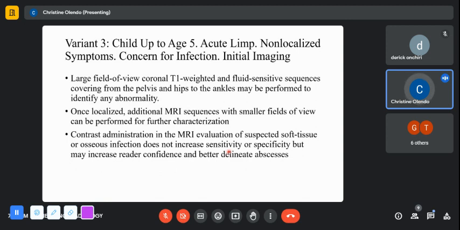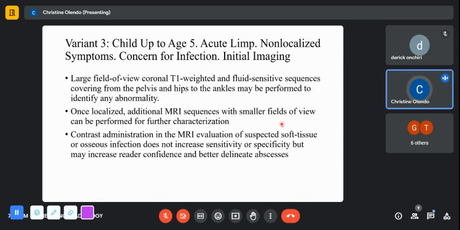For variant 5, this was a child with a limp with non-localized symptoms and a concern for infection. The recommendation was an MRI. That's because there's a large field of view, and you do a coronal T1 weighted and fluid sensitive sequences covering the pelvis, hips, and down to the ankles. And once you find where the problem is, you can do additional sequences with a smaller field of view.